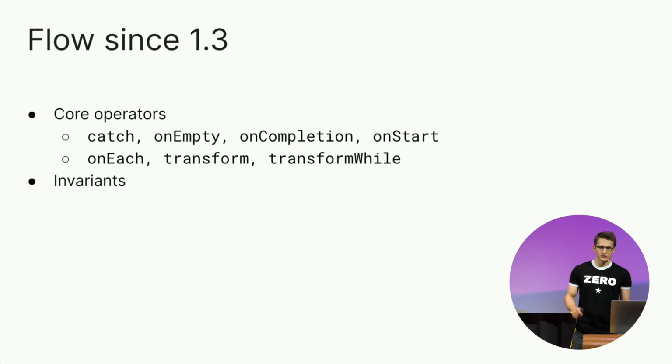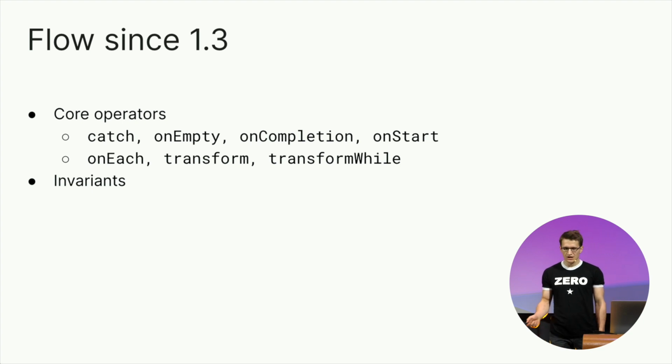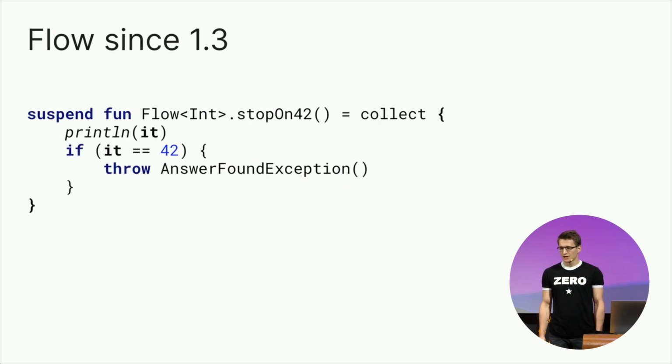Then we introduced, and what's more important, enforced flow invariants, such as context preservation and exception transparency. These invariants are crucial to keep the implementation of flow operators safe and sound, and not able to interfere with other flow operators. It may sound a little bit vague, so let's jump right to an example and see how it works. Consider this terminal operator. It's pretty simple. It prints each element of the flow. Then, if an element is equal to 42, it throws an exception.